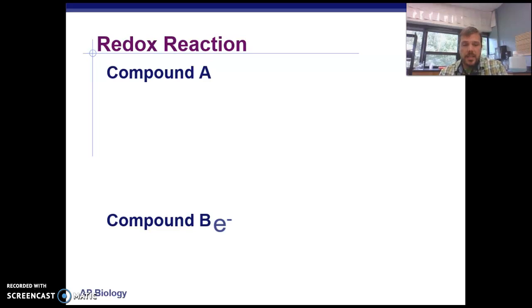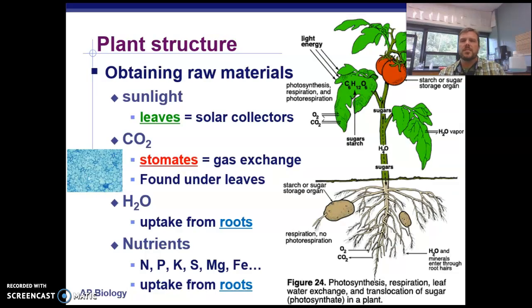Next I think we've got just an overview of plants and obtaining raw materials. Feel free to pause the video at this point to look this over, but it's all things that should be relatively familiar to you. So leaves are the solar collectors. You probably knew that. We're going to talk more about how they do that in a moment.